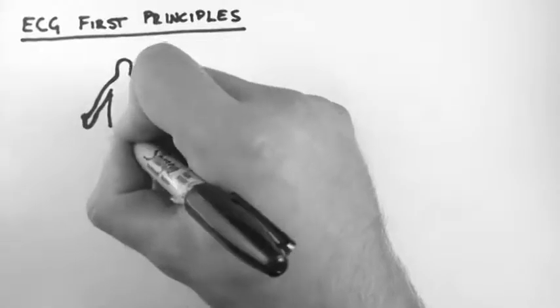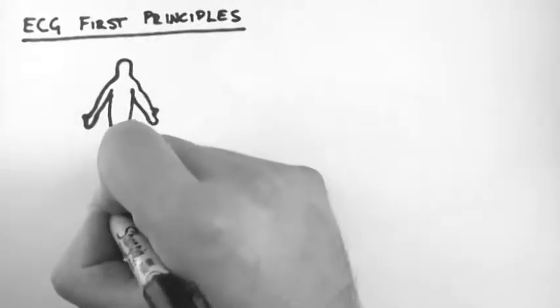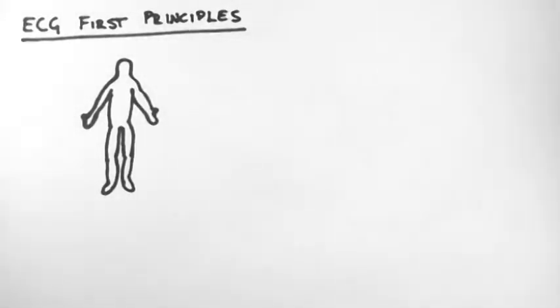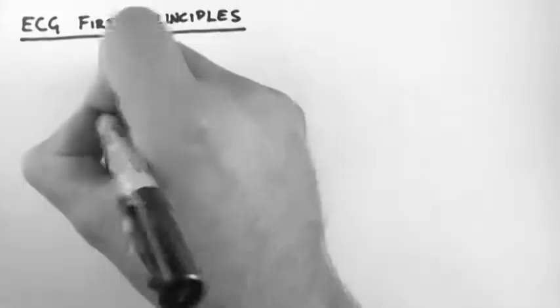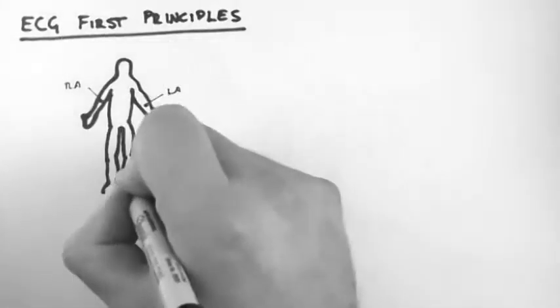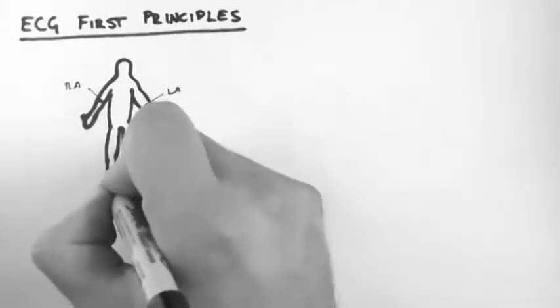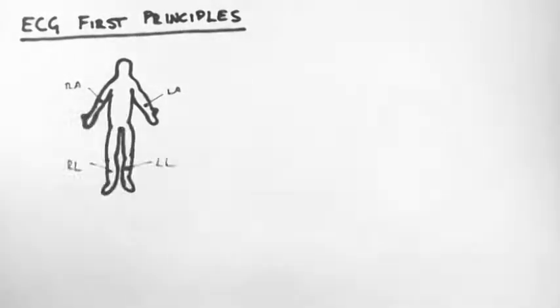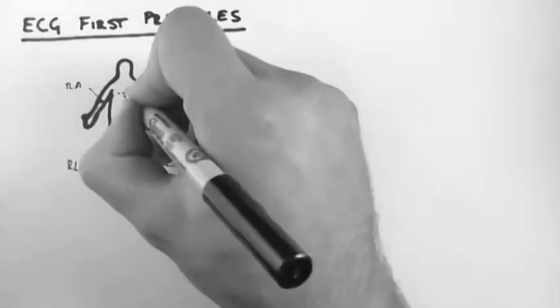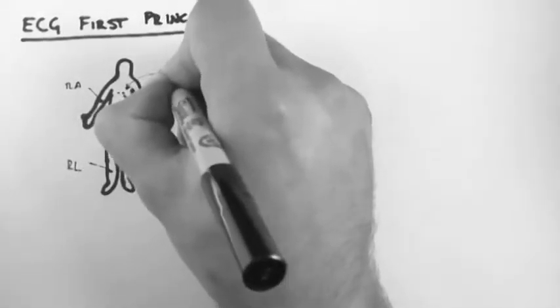First of all, there are 4 leads which are attached to the limbs of a patient. These are abbreviated LA for left arm, RA for right arm, LL for left leg, and RL for right leg. There are also 6 leads which we attach to the chest of the patient. These are called the chest leads.